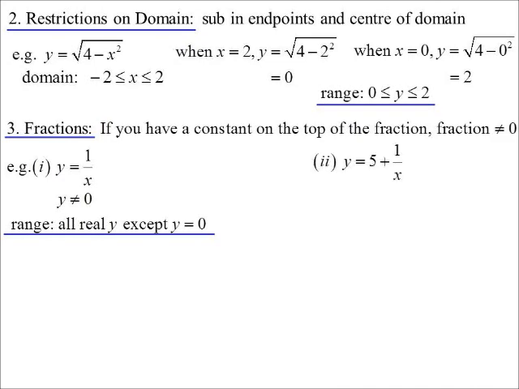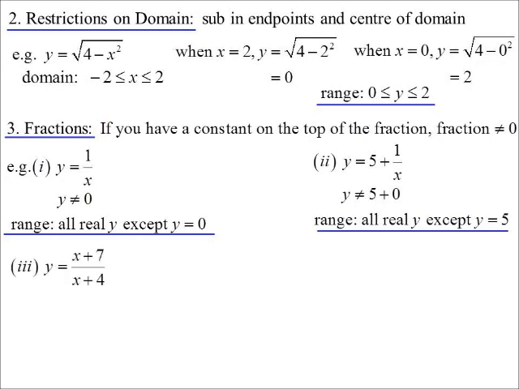5 plus 1 on x then, I'd look at that and say, well I know the fraction can't equal 0. So I'll never get 5 plus 0. So all real y except y equals 5. Ooh, not immediately obvious. There's not a constant on the top of the fraction here, but I could rewrite that. x plus 7 on x plus 4, I could rewrite as 1 plus 3 on x plus 4. Now I've got a fraction with a constant on the top. I know that fraction can't equal 0.